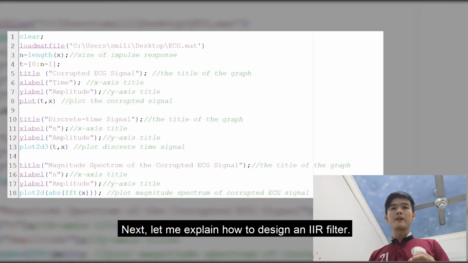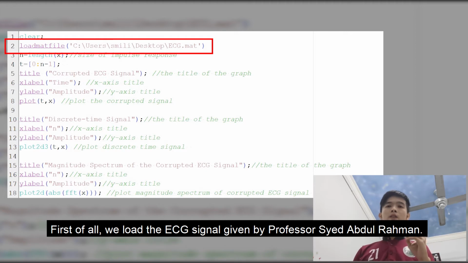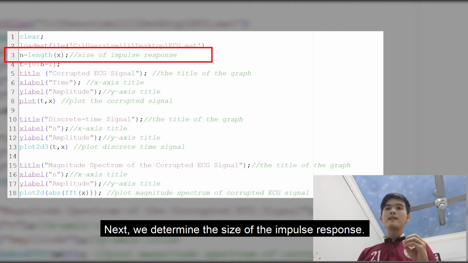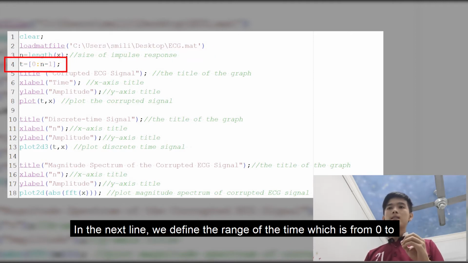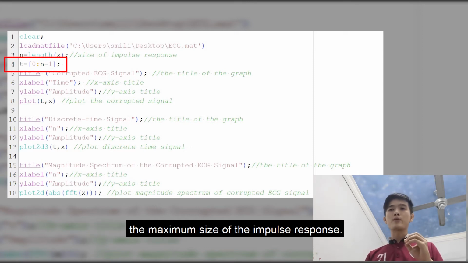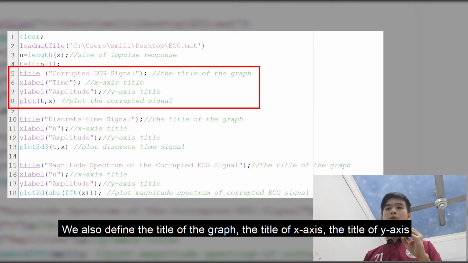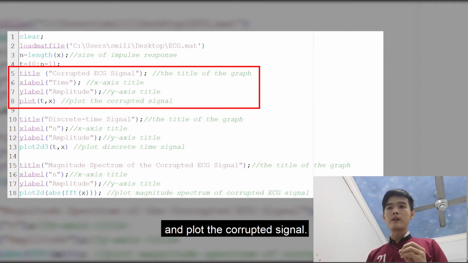Next, let me explain how to design an IIR filter. First of all, we load the ECG signal given by Professor Sheikh Abdul Rahman. Next, we determine the size of the impulse response. In the next line, we define the range of the time, which is from 0 to the maximum size of the impulse response. We also define the title of the graph, the title of the x-axis, and the title of the y-axis, and plot the corrupted signal.